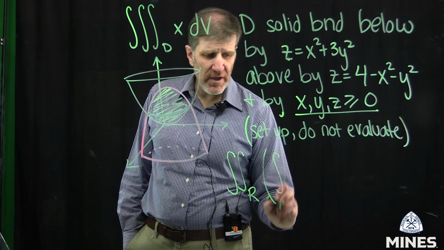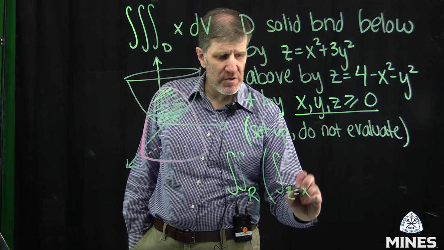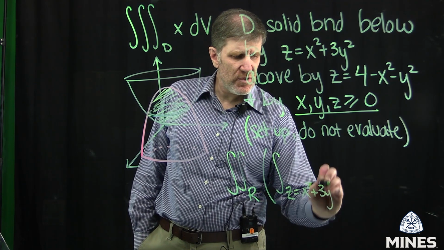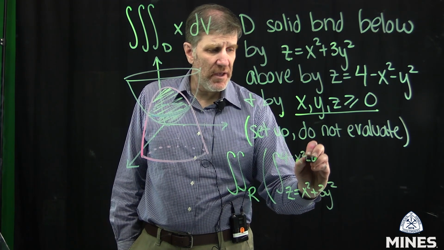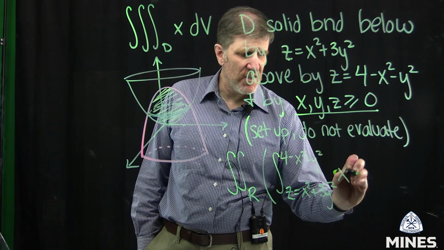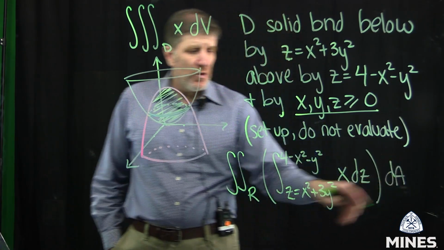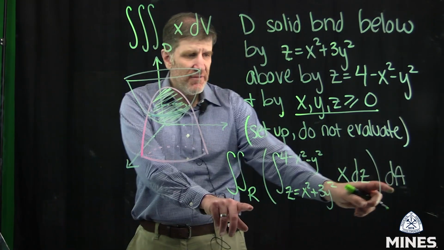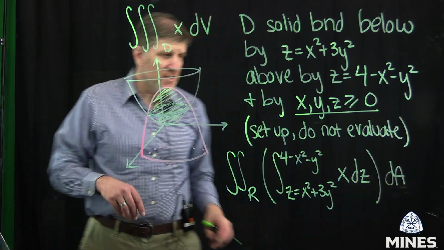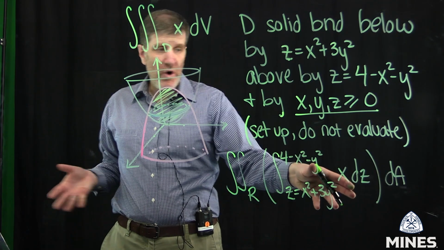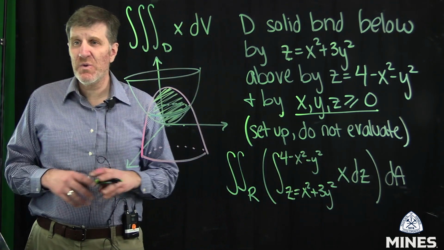And the integral in z goes from z equals x squared plus 3y squared down below up to 4 minus x squared minus y squared up above. The function is x, the integral is in z, and then we have remaining, after we integrate in z, this double integral over a region R in the xy plane, and there's the dA for a double integral. So we know how to integrate x with respect to z. That's just x times z. We evaluate at the endpoints, and we're down to a double integral.